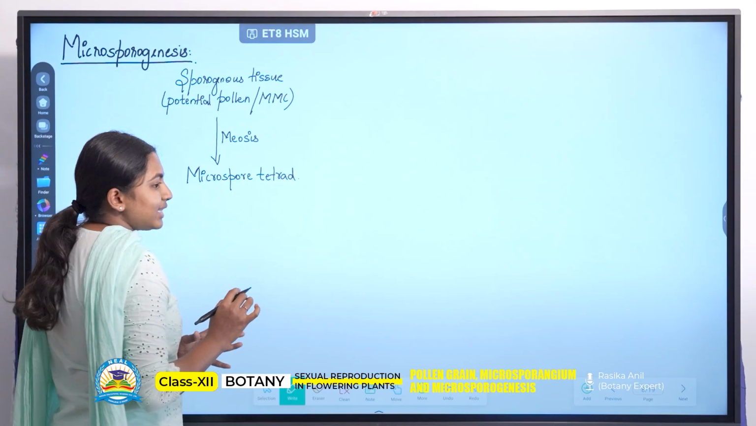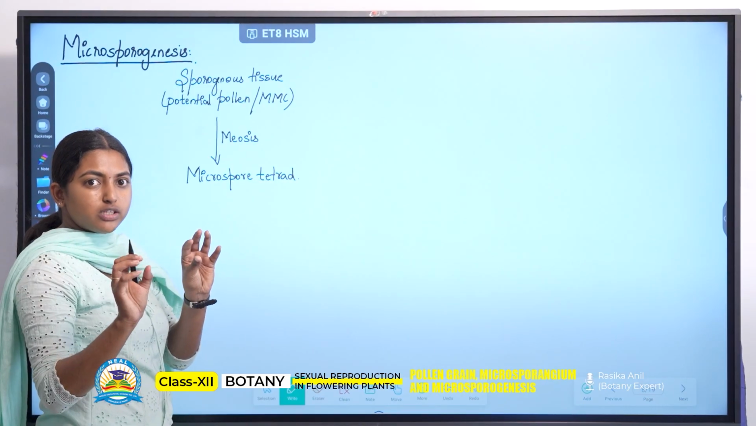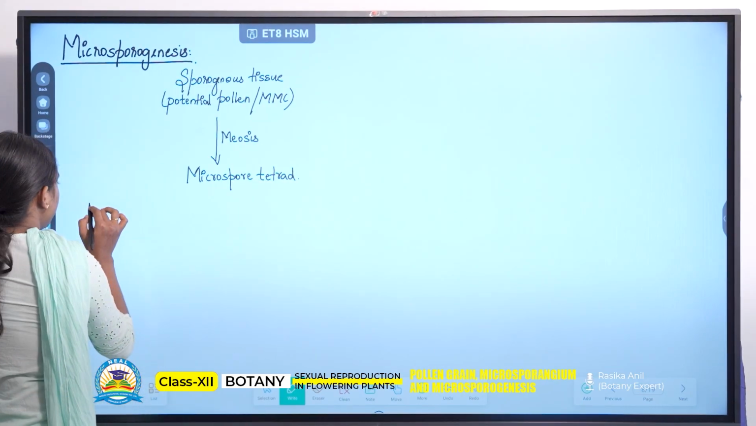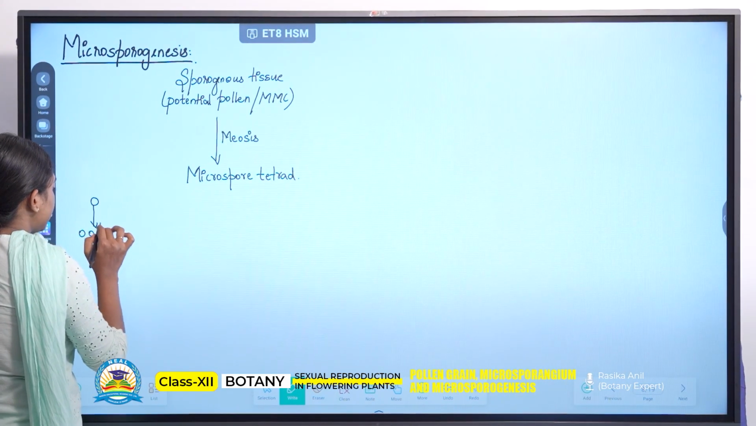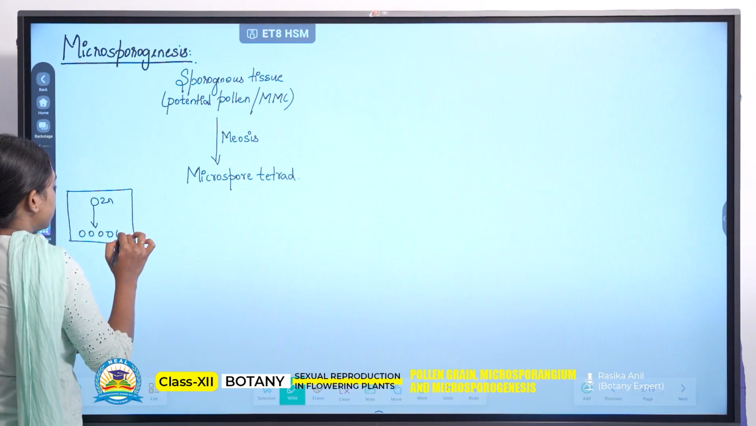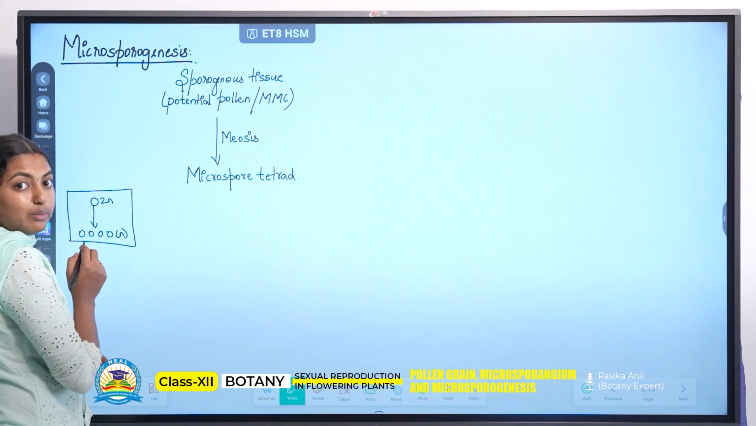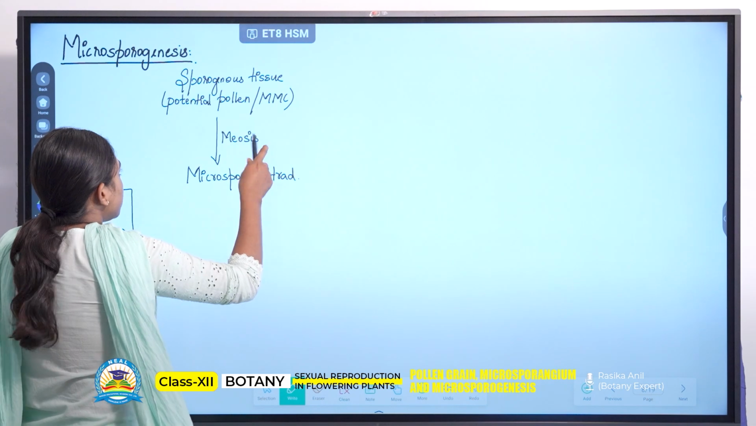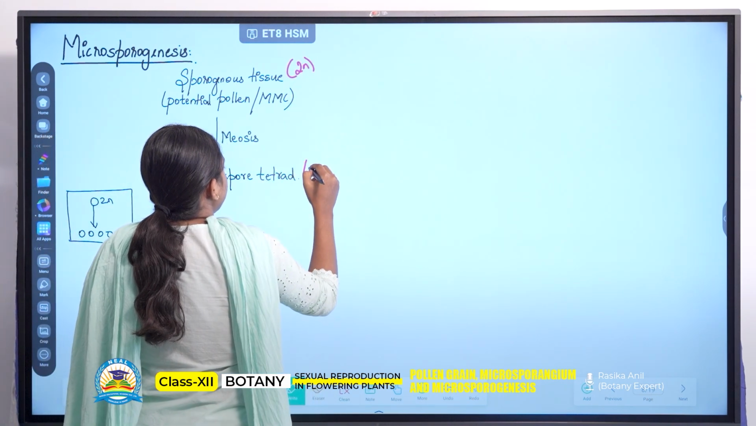Microspore tetrad is nothing but, as I told you, a result of meiosis, in which 4 cells are formed, right? One cell undergoes division and forms 4 different cells. The chromosome number is also reduced. The chromosome number of the parent will be 2n, whereas that of the daughters will be n. So sporogenous tissue is 2n, and the microspore tetrad is n.